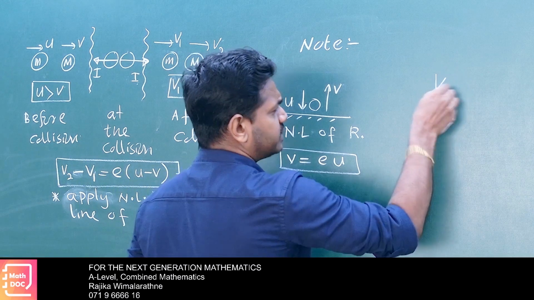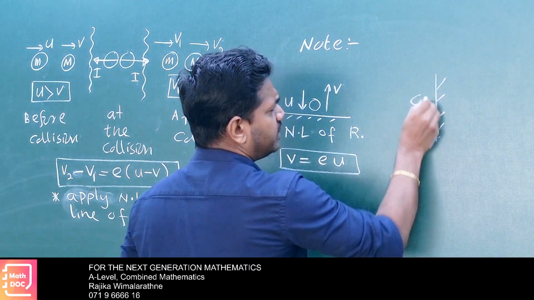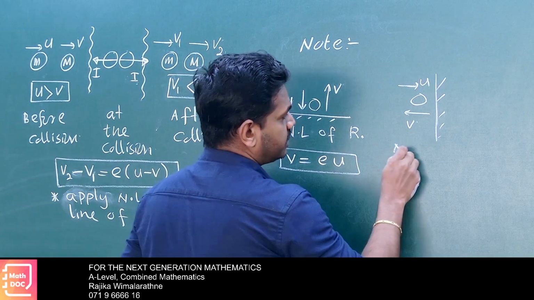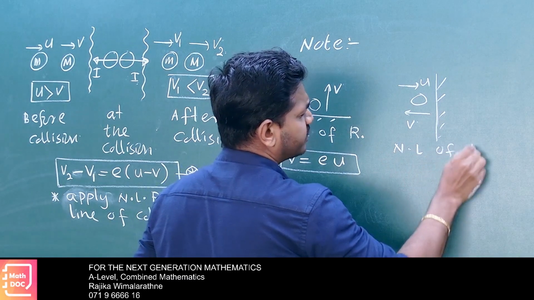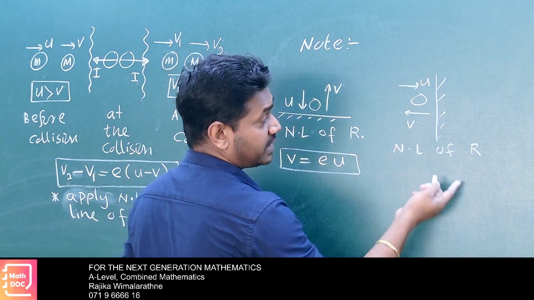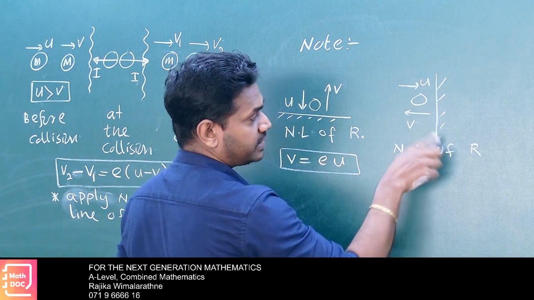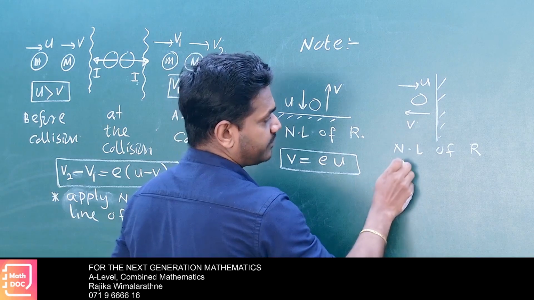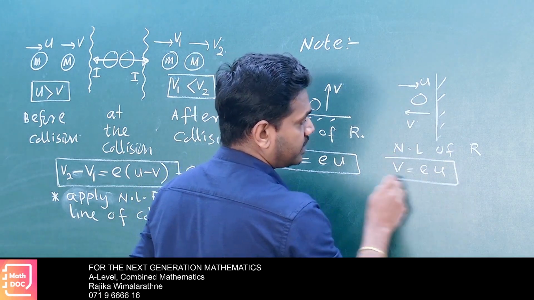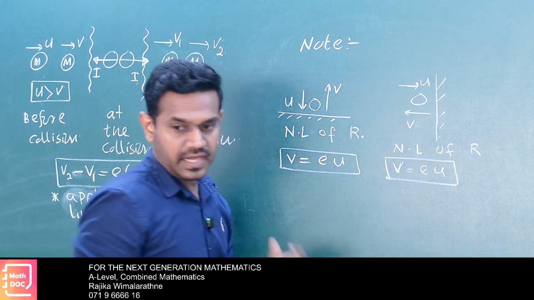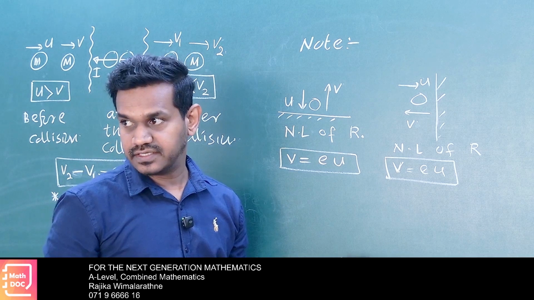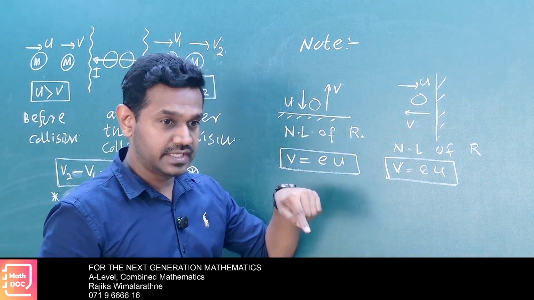So when you consider a horizontal wall, take the velocity after collision as v. Apply Newton's law of restitution. After collision the relative velocity, since this is a stationary wall, is v, equal to E times the relative velocity before collision, here u. Remember, when a particle collides with a floor or a wall or any barrier, the velocity will be E times u.